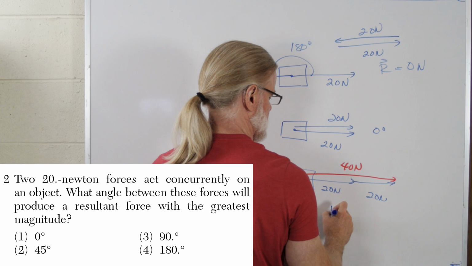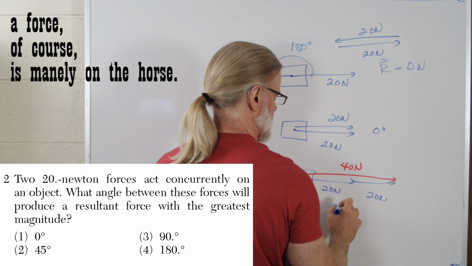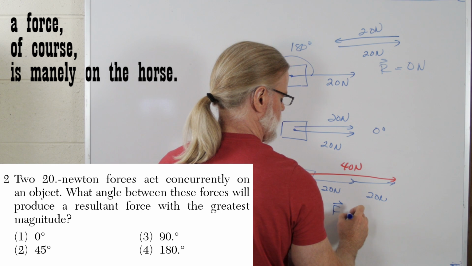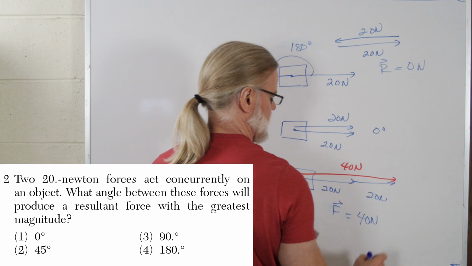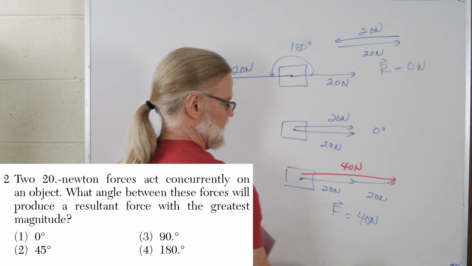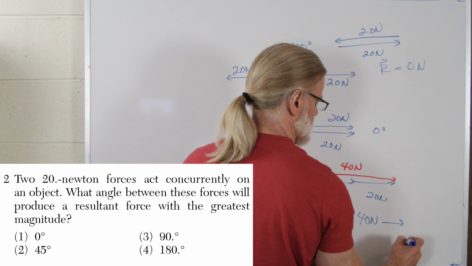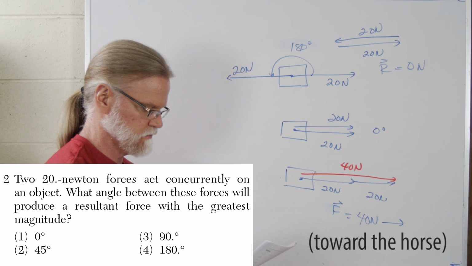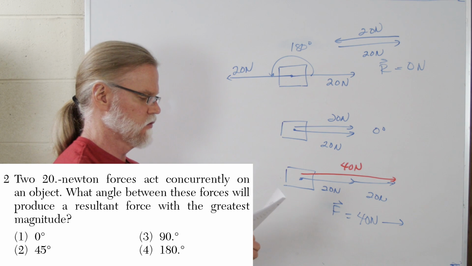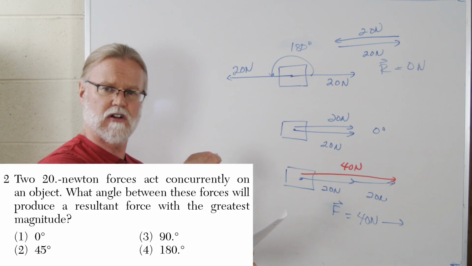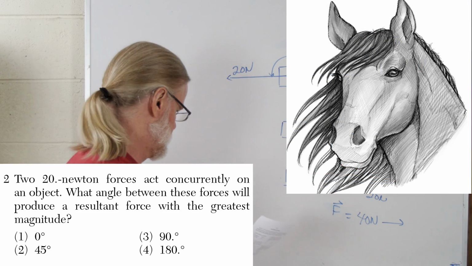This resultant, which would be a force, of course, so let's actually label the resultant as a force. The force is going to be 40 newtons. And that would be the magnitude. And in this case, the direction would be that way, to the right. All right, that was number 2. So I guess the answer was 1, 0 degrees. Make sure you draw a picture. It makes these problems easier.